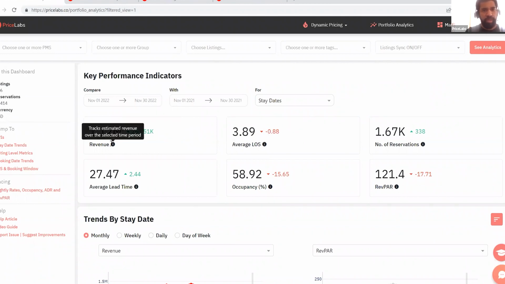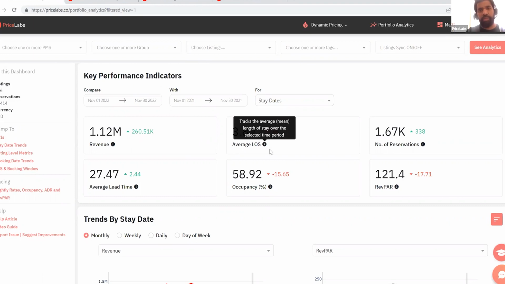Revenue is a very clear metric. This is how much you made. Length of stay: how long are people staying, average LOS. And you can see how that compares to the prior period, as well as the number of reservations. Essentially it gives you a very quick historical snapshot and comparison against a prior period to see how your business is doing.